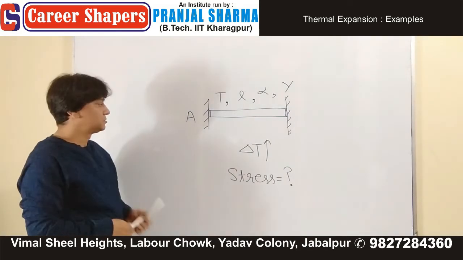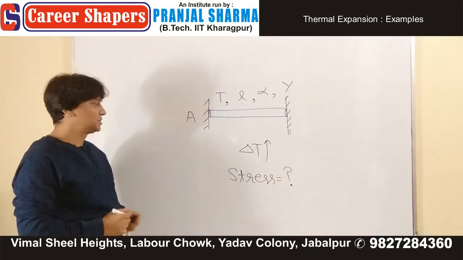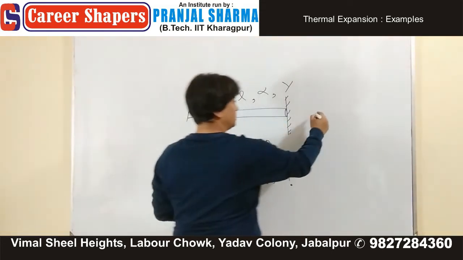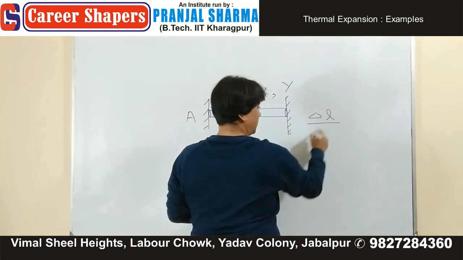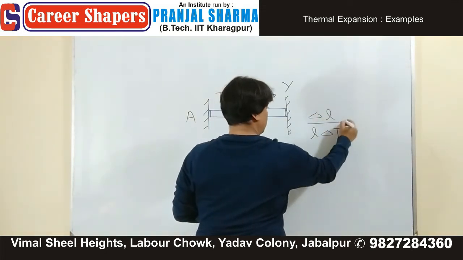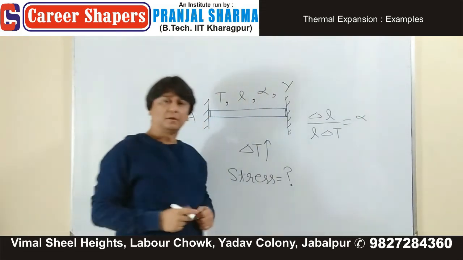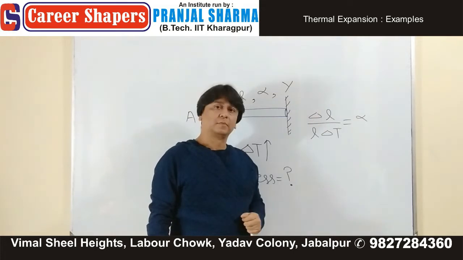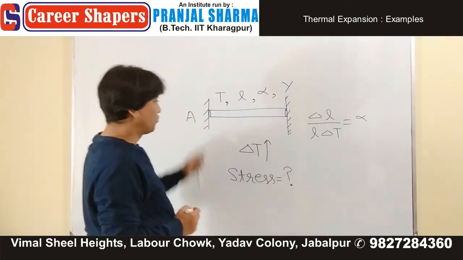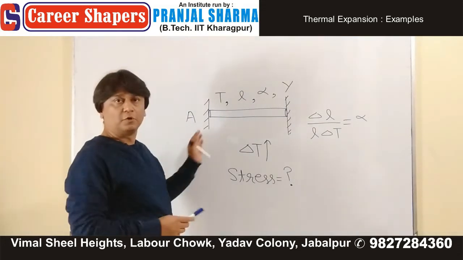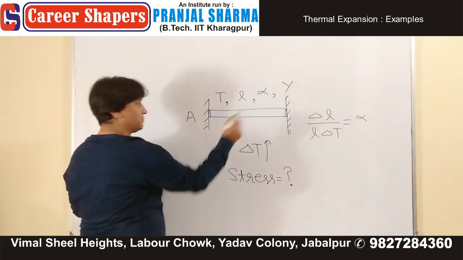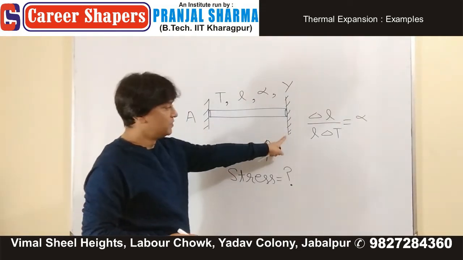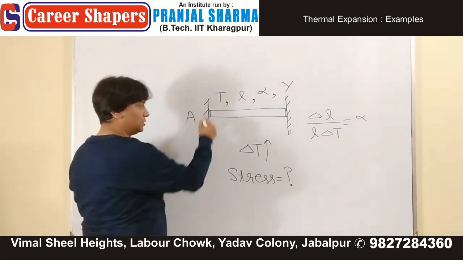Not many responses. But look here, the correct representation should be in this form. If you increase the temperature, delta L upon L delta T is alpha. It gives us the change in length, delta L. So, what would happen to this rod if no rigid supports are present? Well, let's do one thing. Let's keep this rigid support here and remove this one. It will be easier for you to understand the whole thing.